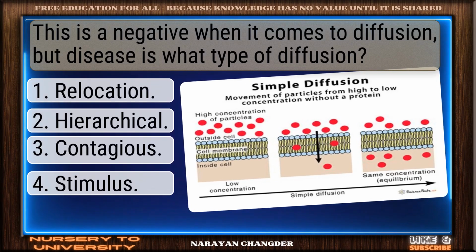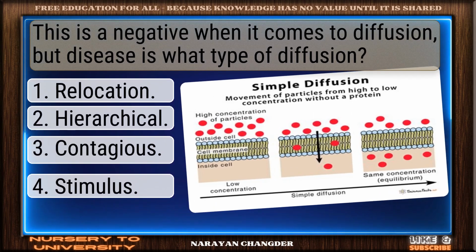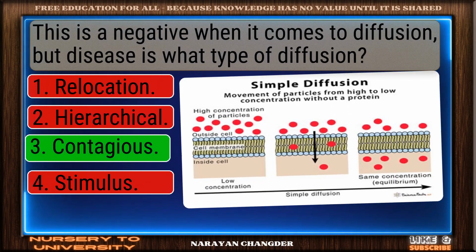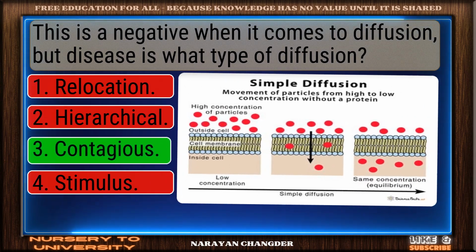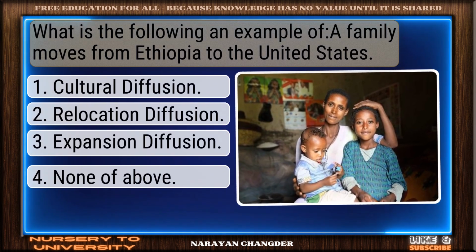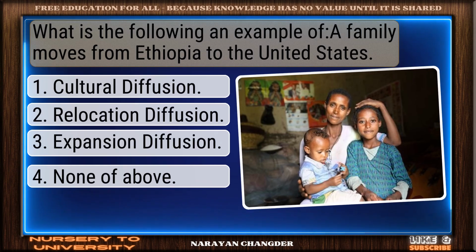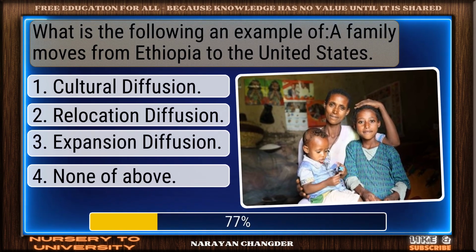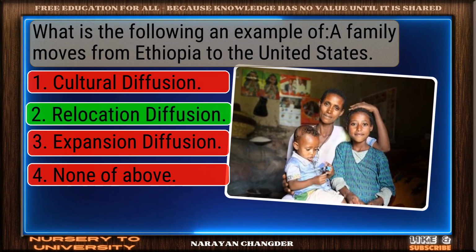This is a negative when it comes to diffusion. But disease is what type of diffusion? Nice selection. Contagious is the correct and valid answer. What is the following an example of a family moves from Ethiopia to the United States? Good thinking. Relocation diffusion is the right answer.